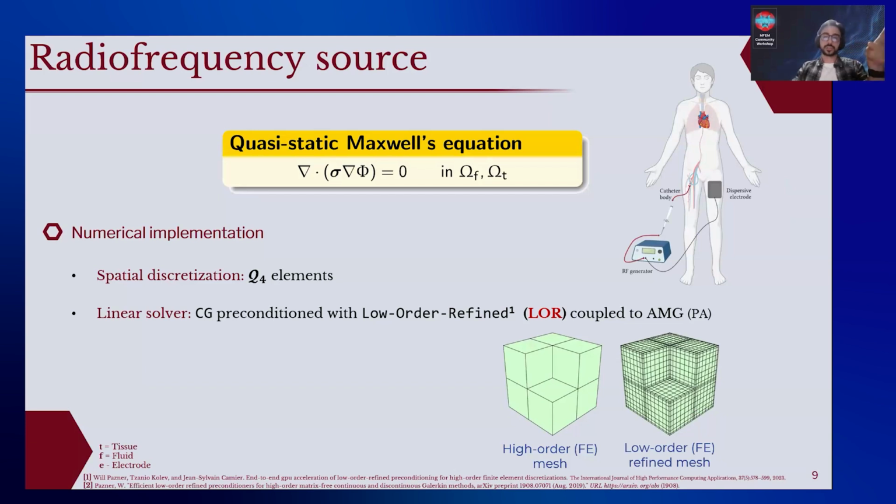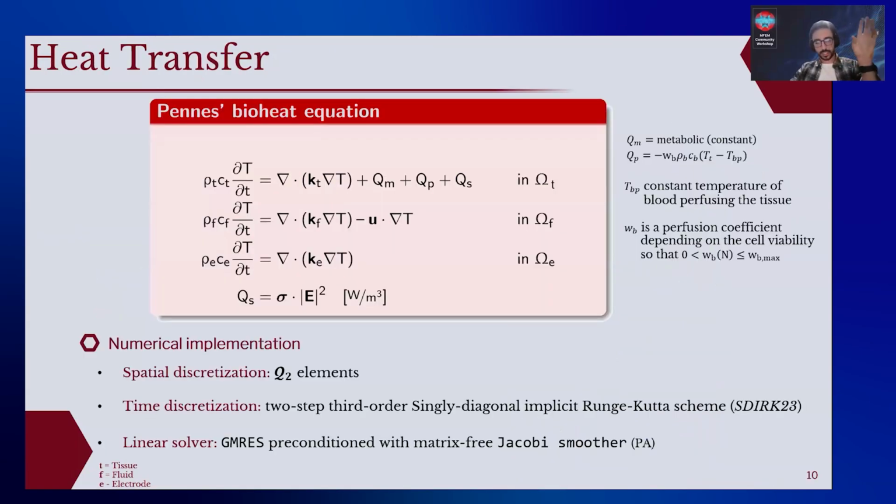Within the spectrum of radiofrequency, the tissue is almost completely resistive. So this boils down to computing essentially a Poisson equation for the fluid and for the tissue. We discretize in space with Q4 elements, and we solve the linear system with CG preconditioned with a refined version of AMG. For the heat transfer, in the electrode, we have a plain heat equation.